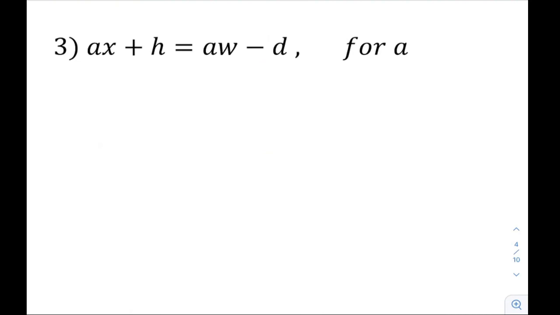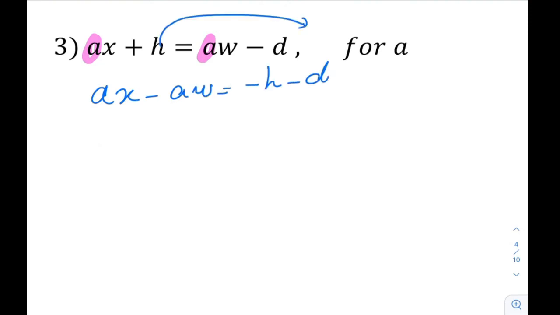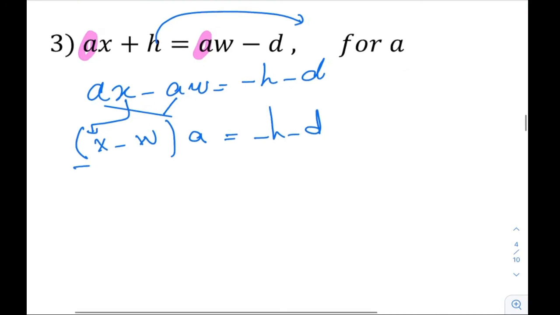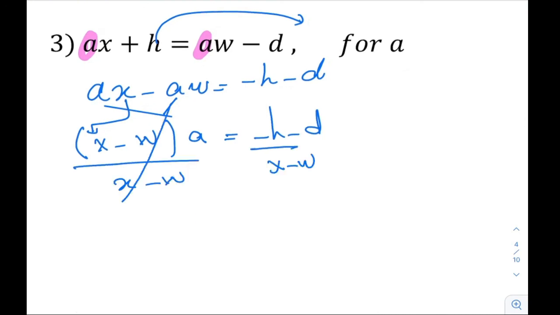Here we need a. This is a here and there. Same thing. Taking the h. Now, as you see, this is a common a. I put it and I will drag the left terms, equals minus h minus d, dividing both sides by x minus w, cancelling, we end up with minus h minus d over x minus w.